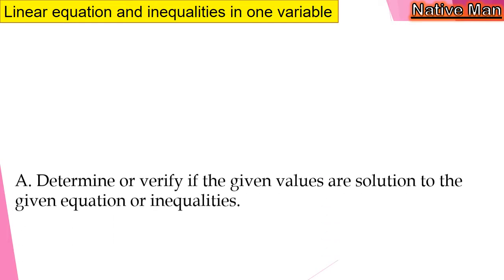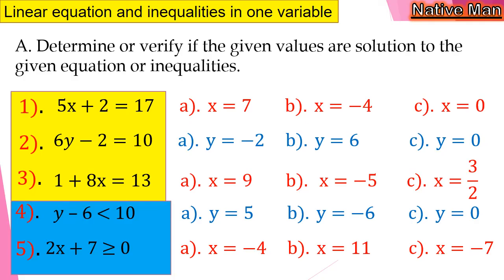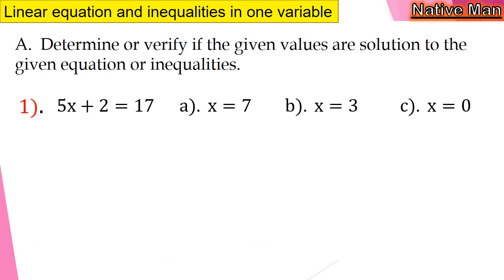I will give 5 different examples of how to determine or verify if the given values are a solution or not. 1 to 3 are equations and 4 and 5 are inequalities. Let's start with number 1: 5x plus 2 is equal to 17. There are three values we will verify if solution or not: A, x equal to 7, B, x equal to 3, and C, x is equal to 0.